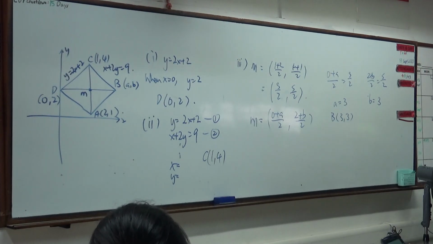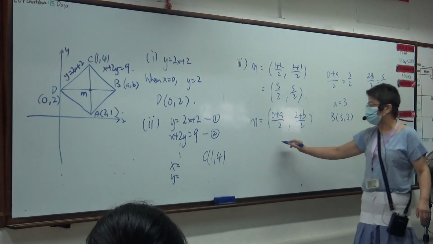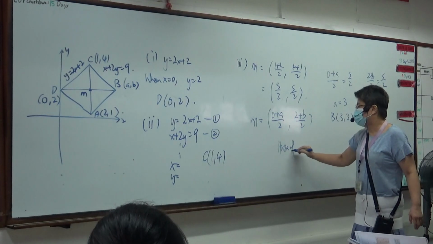Did I make a mistake? Let me double check. So it's 3, 3. Are we clear? Yes or no? Okay. Then last part. Hence, find the area of the rhombus. Okay, I'm not going to do this. I just write it down.